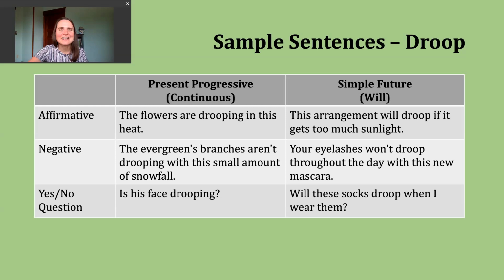Finally, let's look at a yes or no question with will. To do this, I start with will, then I have my subject, and then the base verb. Here's the last one. Will these socks droop when I wear them? This sentence was actually something that came up in one of my classes, and this video was inspired by some questions from my students. So this phrasing was actually used with an advertisement for socks. Again, this idea that they're going to kind of fall down and not stay up on your leg.